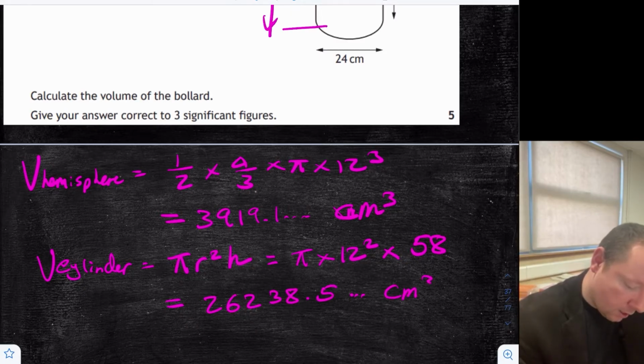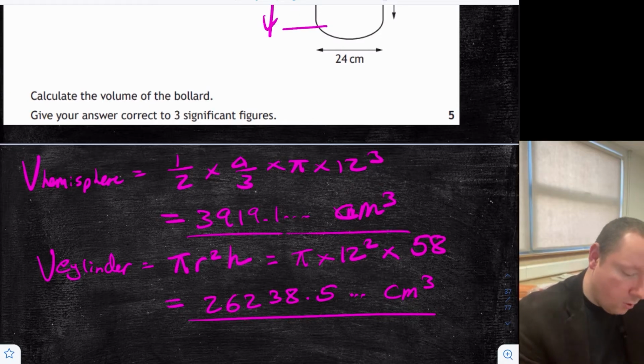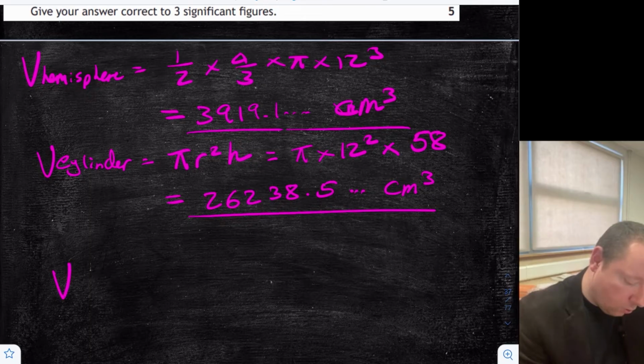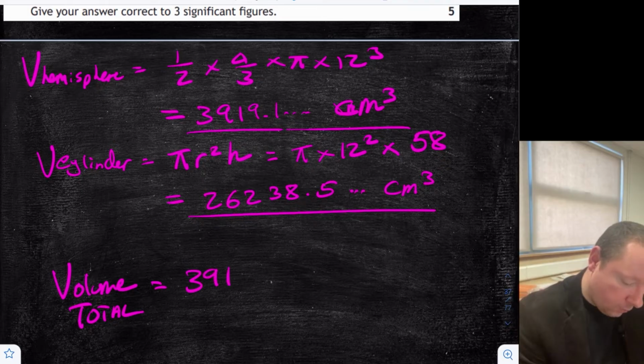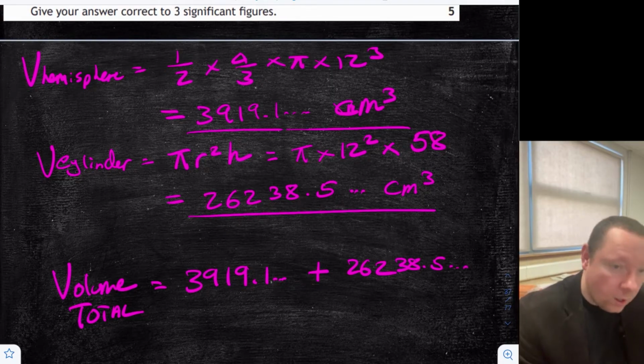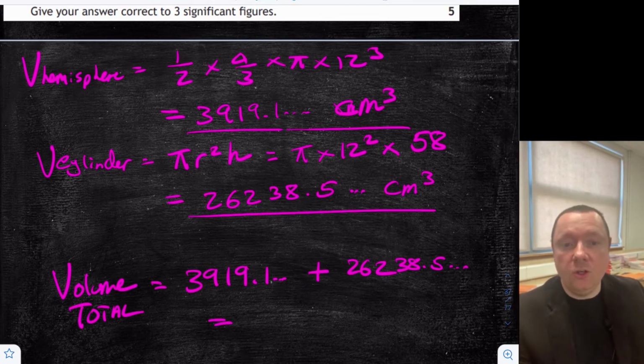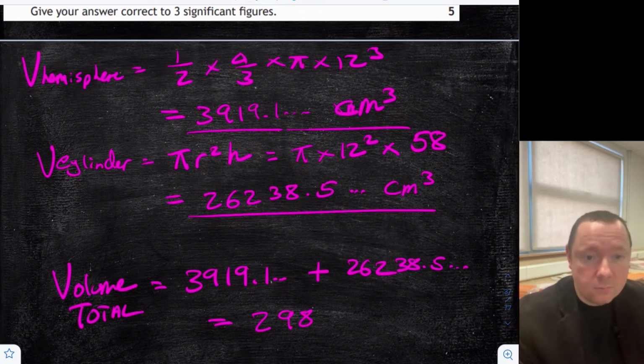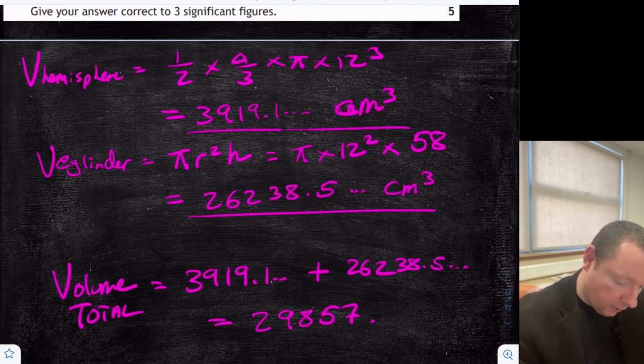Centimeters cubed. So now we just need to add our volumes together. So the volume in total equals 3919.1 plus 26238.5, which gives us a grand total of 29857 point and a bunch of stuff.